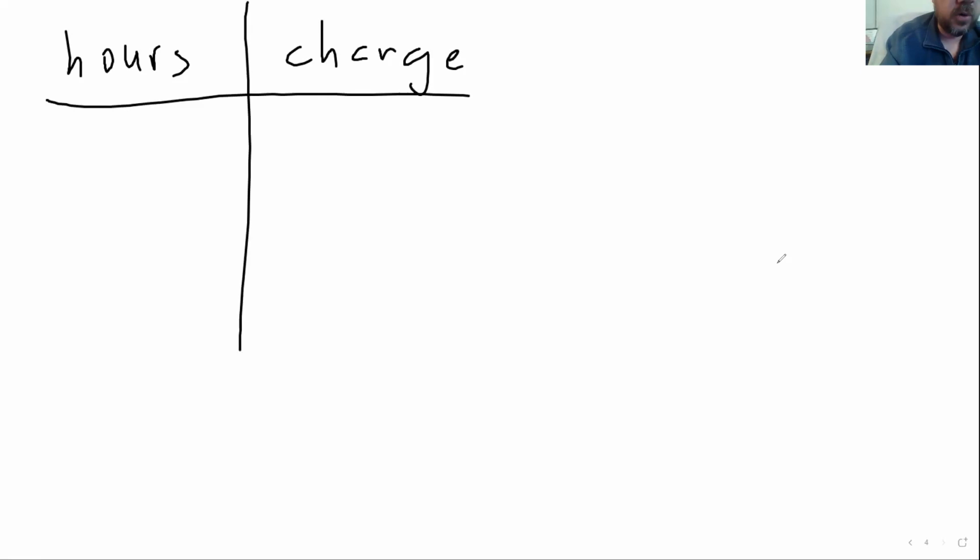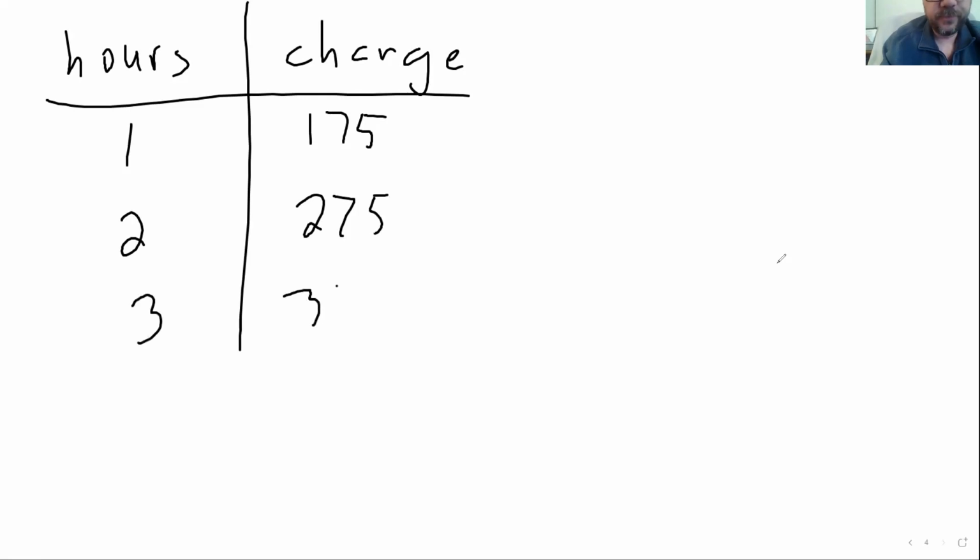So if she's out there for 1 hour, she's going to charge a $75 flat fee plus $100 for being out there for an hour. So she charges $175. If she's out there for 2 hours, well, there's a $75 fee plus 2 times 100, right? So this is going to be $275. 3 hours, $375. So you'll notice the hours go up by 1, and the charge goes up by $100.